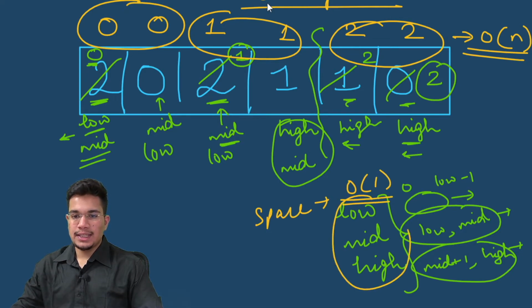All we use is these three variables. So that is considered as constant space only. So this is linear time and constant space. And we did this entire thing using a single pass. And that is why it is known as one pass algorithm.